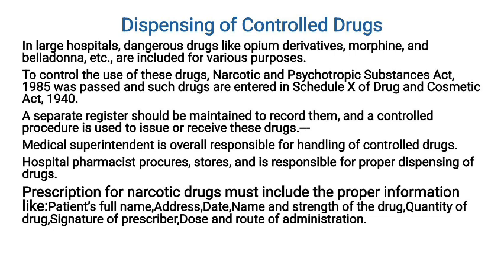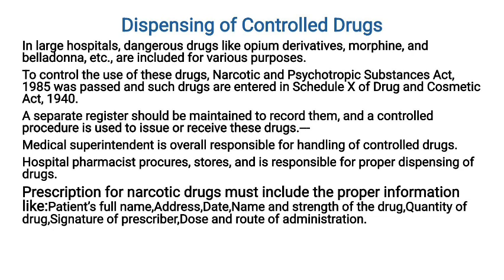Dispensing of controlled drugs. In large hospitals, dangerous drugs like opium derivatives, morphine, and belladonna, etc., are included for various purposes. To control the use of these drugs, the Narcotic Drugs and Psychotropic Substances Act 1985 was passed, and such drugs are entered in Schedule X of the Drugs and Cosmetics Act 1940. A separate register should be maintained to record them and control the procedure used to issue or receive the drugs. The medical superintendent is overall responsible for handling of controlled drugs. The hospital pharmacist procures, stores, and is responsible for proper dispensing of the drug.